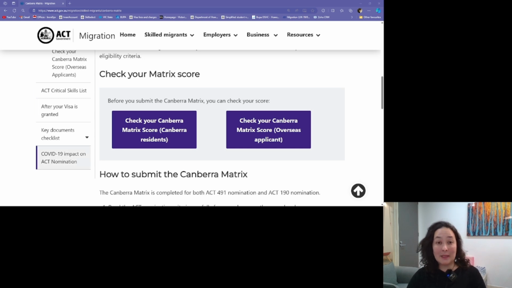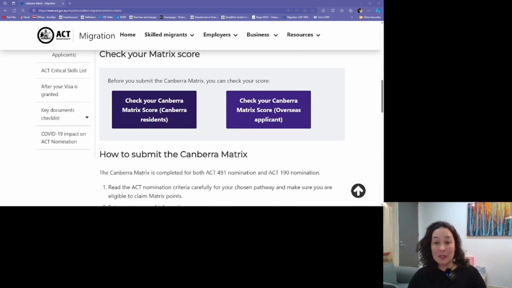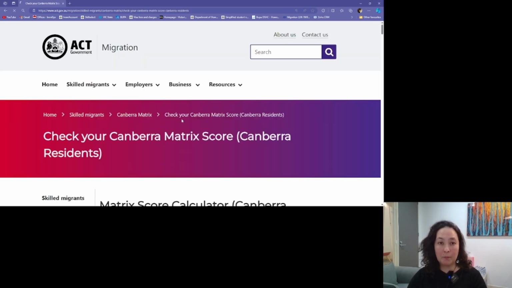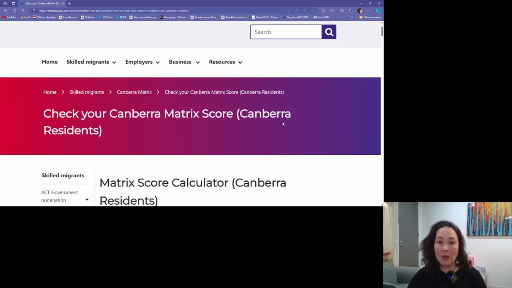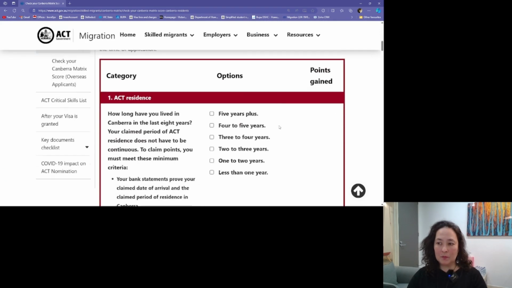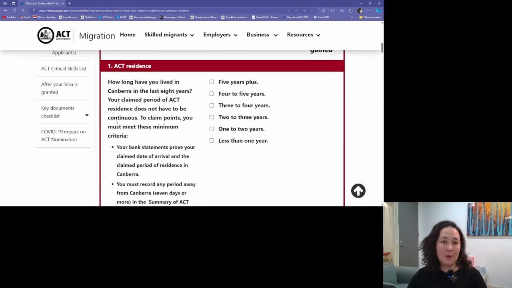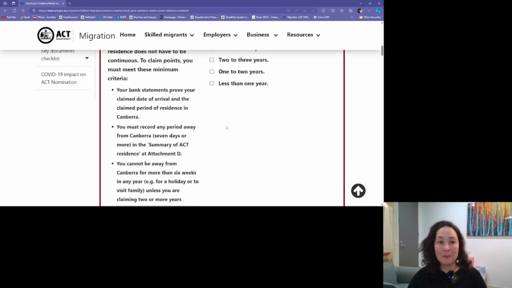and show you the matrix. So the matrix is going to address those questions that I was explaining about the requirements, but it's also looking into your links with Canberra. I'm going to show here for the Canberra residents, for example. So here are the questions. So how long have you been living in Canberra?